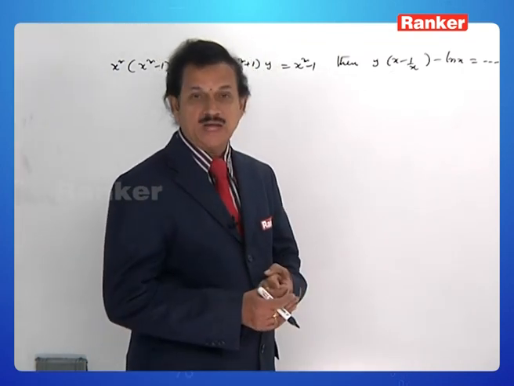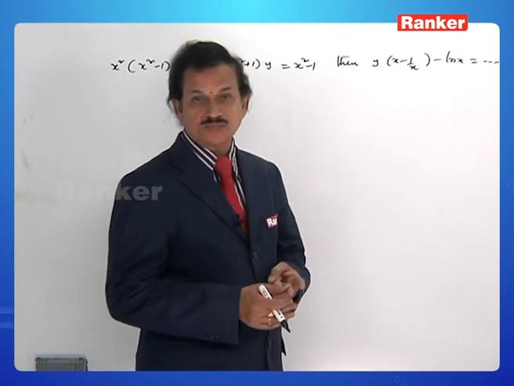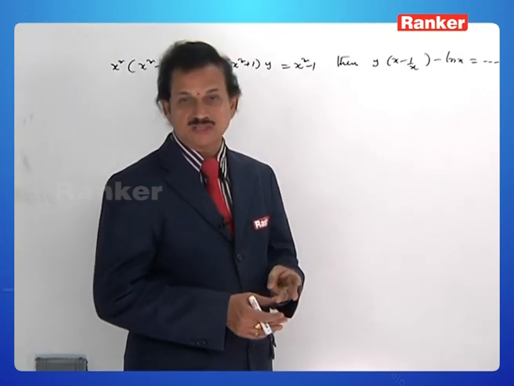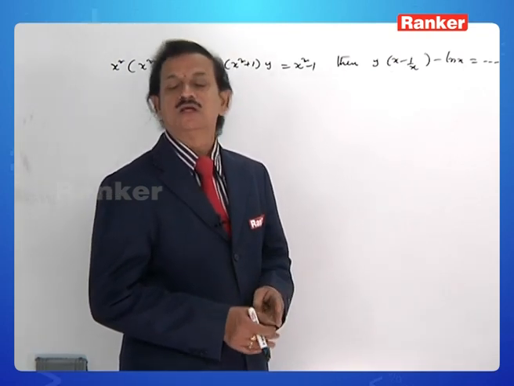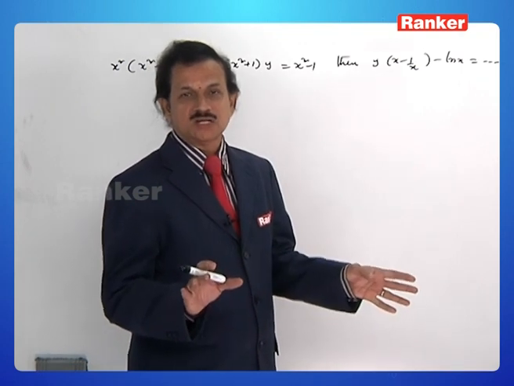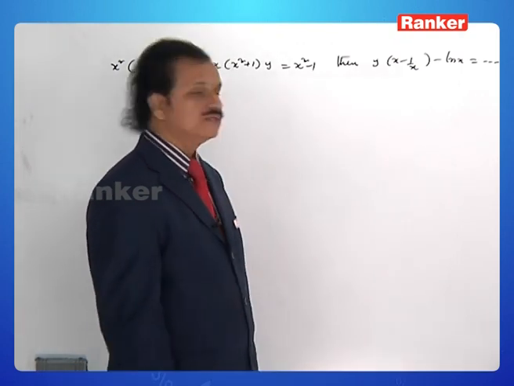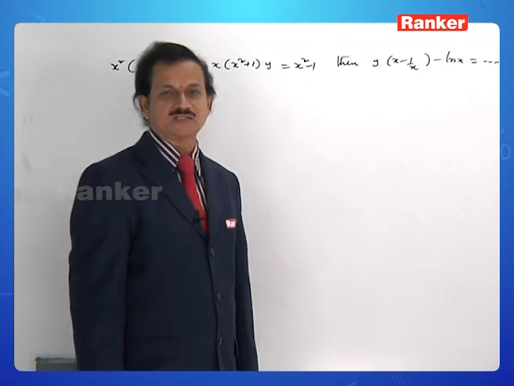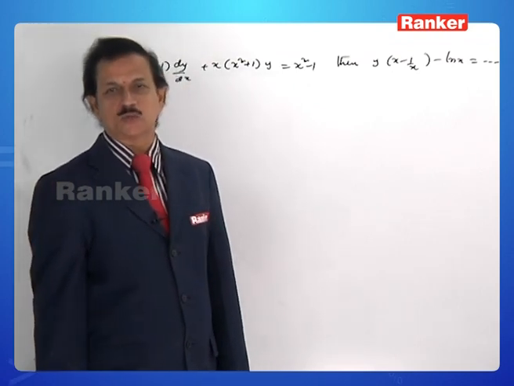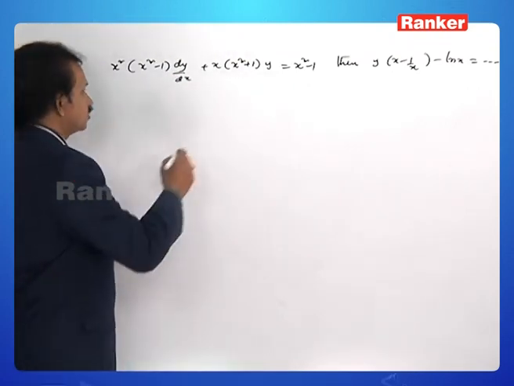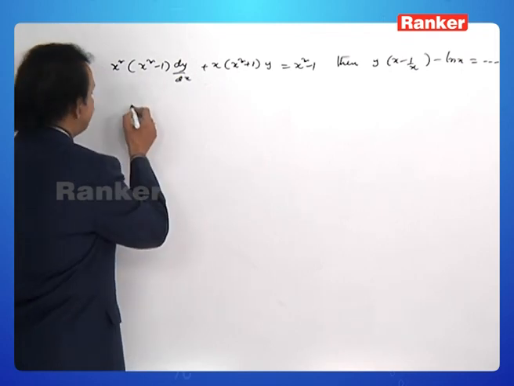You may have to find y, and you have to obtain y into x minus 1 by x minus ln x, that is log x to the base e. That is the actual requirement here. And as a matter of that, let us first find the solution of the equation. Divide entirely with x square into x square minus 1.